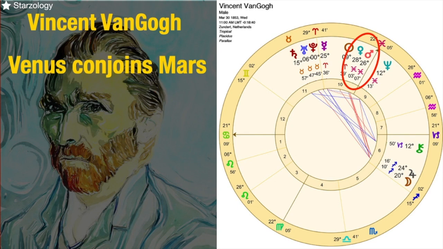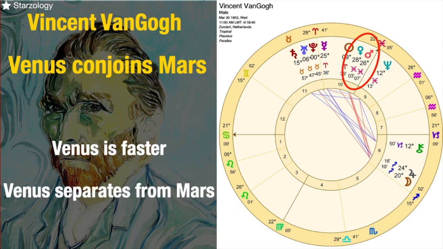If we look at the conjunction of Venus and Mars, Venus is at 28, Mars is at 26. Venus is faster, therefore Venus is separating from Mars because Venus will move to 29 and then 0 of the next sign. Venus is moving away, so it is a separating conjunction.